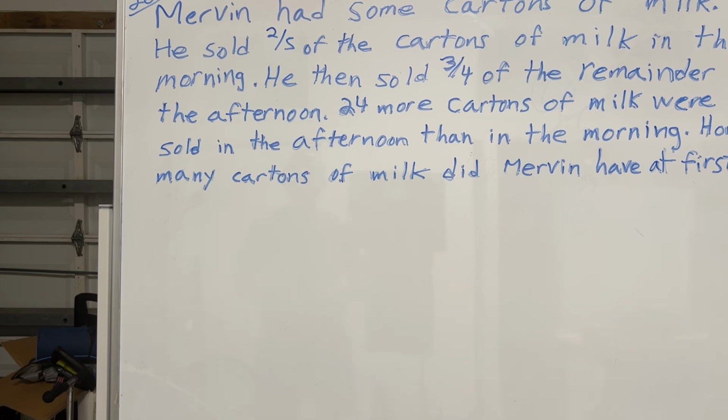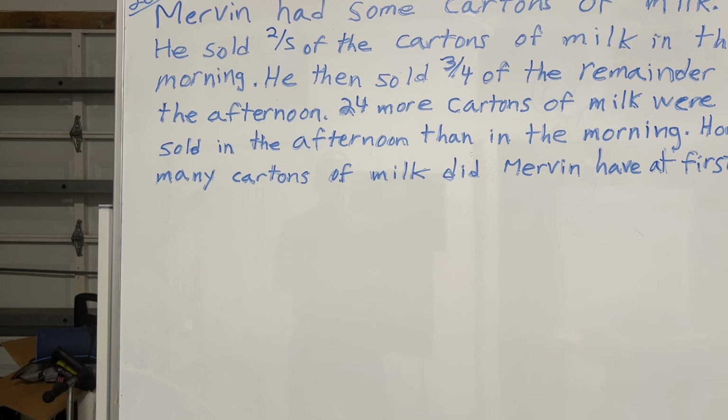Mervyn had some cartons of milk. He sold 2/5 of the cartons of milk in the morning. He then sold 3/4 of the remainder in the afternoon. 24 more cartons of milk were sold in the afternoon than in the morning. How many cartons of milk did Mervyn have at first?